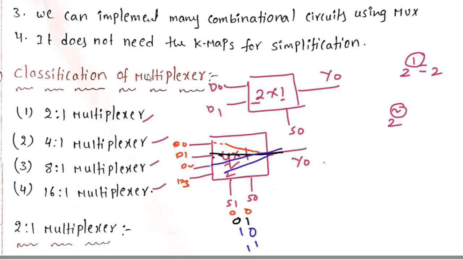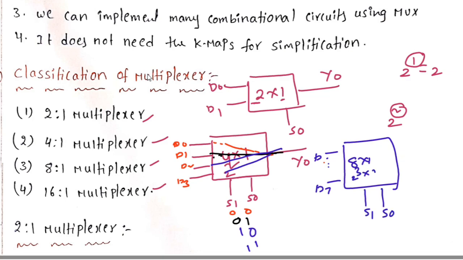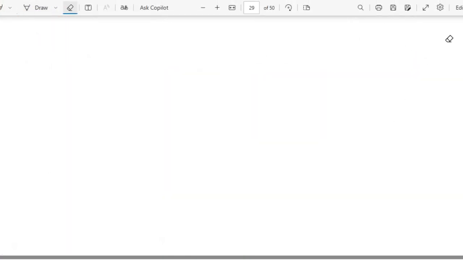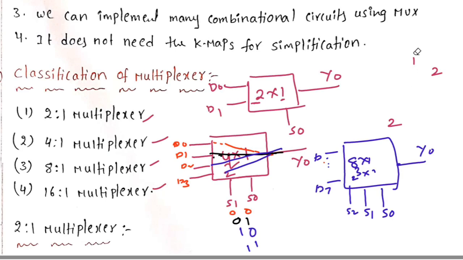Only one input will be selected at a time, and that will be passed to the output side based on the selection lines. Now the 8 by 1 multiplexer. Here there are 8 inputs, D0 to D7, and since it is 8 by 1, that is 2 to the power of 3, it requires 3 selection lines, S0, S1, and S2. The output is always single. A 16 by 1 multiplexer means 16 inputs, and 4 selection lines are required.